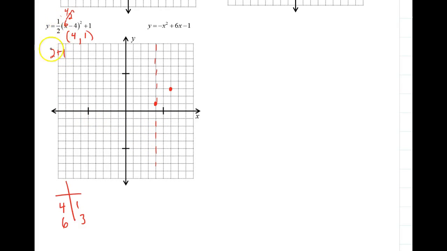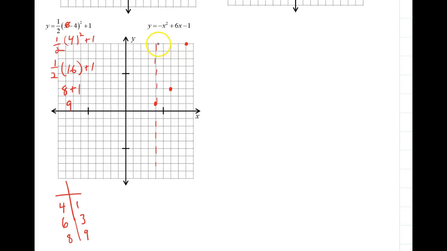So again, using that logic, I wouldn't want to go to 7, but if I count by 2's and go to 8, that should be fine. So let me show a little bit more work here. I'm going to take 8. 8 minus 4 is going to give me 4 squared. 4 squared is going to give me 16. Half of 16 is 8. And 8 plus 1 is 9. So if my input's 8, my output is 9. So at (8, 9) is my next point.